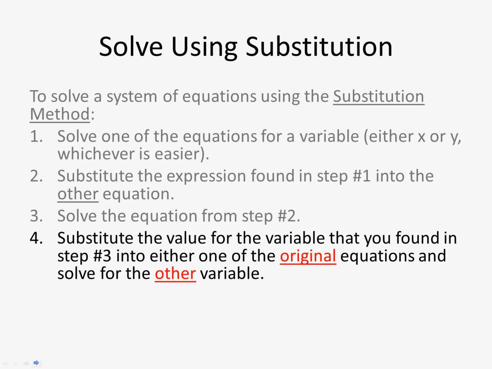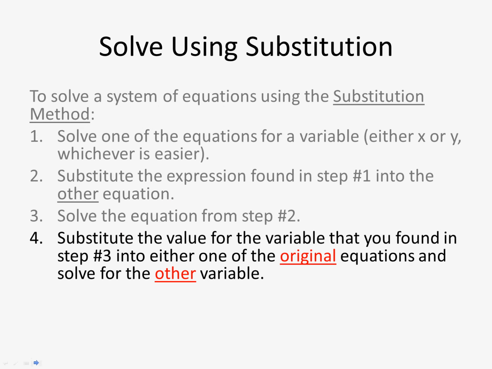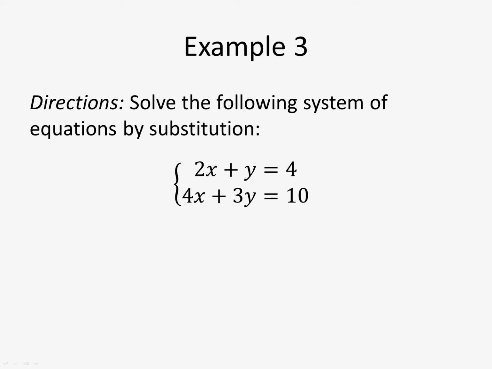So, since we know that, step 4 says we need to substitute the value for the variable that you found in step 3 into either one of the original equations and solve for the variable. Remember, we found that x was equal to 1. So now I need to take that information. Step 4 says I need to plug 1 in for x in either one of these equations. I can choose either one and it will work. I don't know, let's say equation 1.